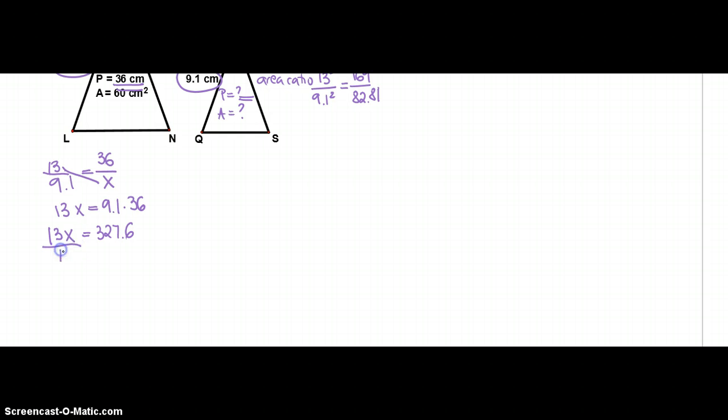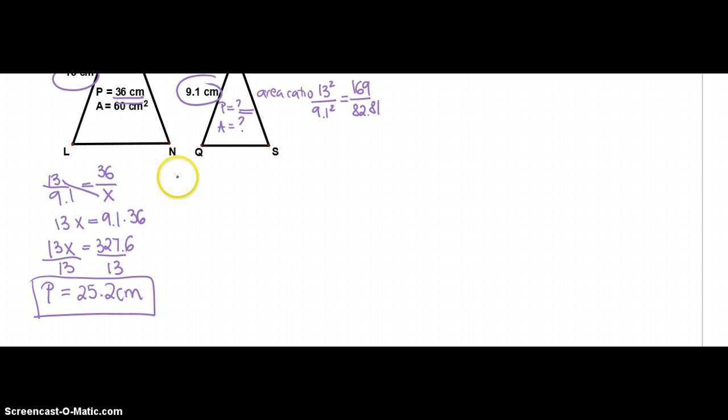Divide both sides by 13. So you get perimeter P equals 25.2 centimeters. Okay, so we found the perimeter. Now to find the area, we've got to use the area ratio. So we already wrote that up there.